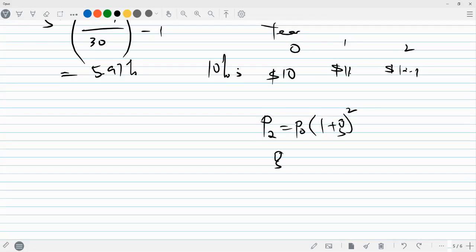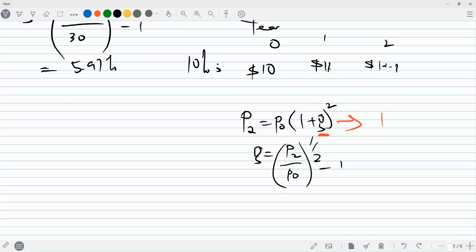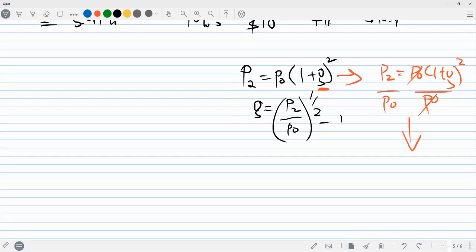Therefore, the growth every year between year 0 and year 2 will be equal to (P2 divided by P0) to the power of a half, minus 1. All I'm doing here is making G, the growth, the subject of the formula. Just to show you, P2 is equal to P0 times (1 plus G) squared. You can divide both sides by P0, so it cancels out, and you have P2 divided by P0 equal to (1 plus G) squared.